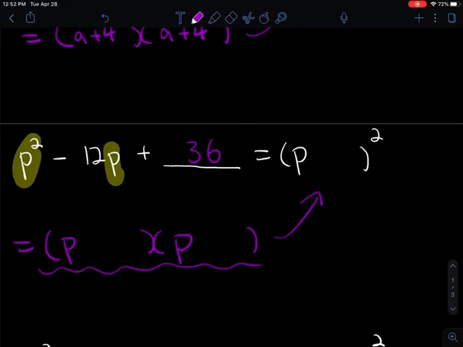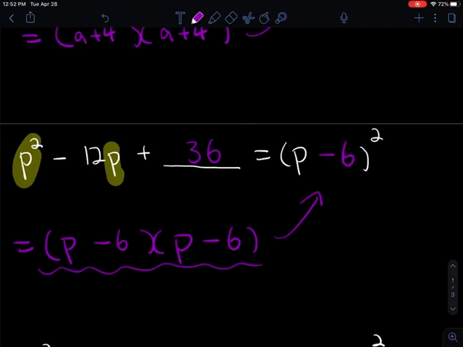Why is that? Well, because if we have p squared minus 12p plus 36, we can factor this as two numbers that add up to negative 12 and multiply to 36. We can write that as p minus 6 times p minus 6. And then we can write that as p minus 6 squared.